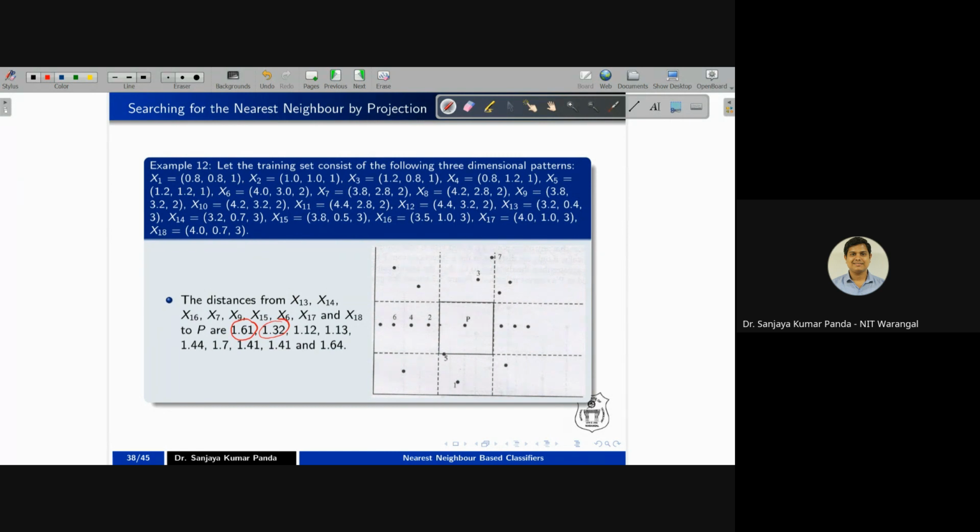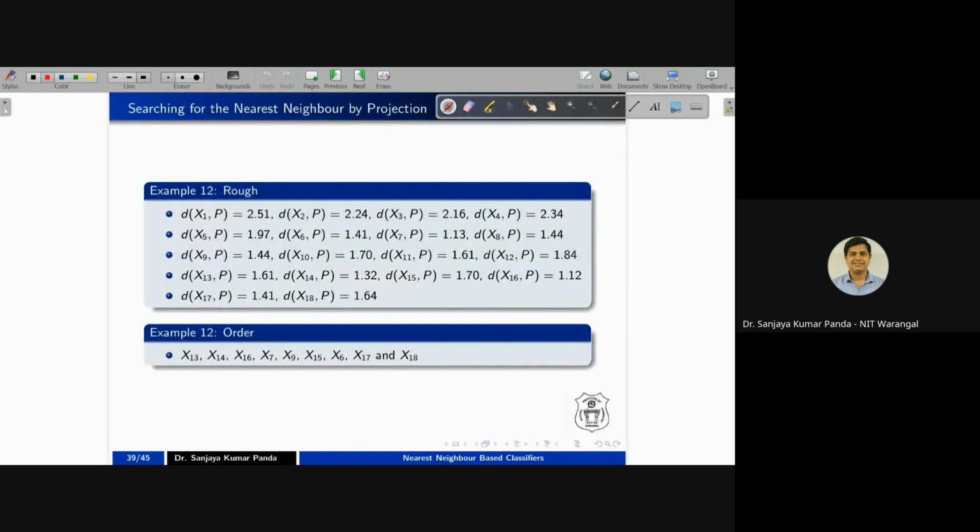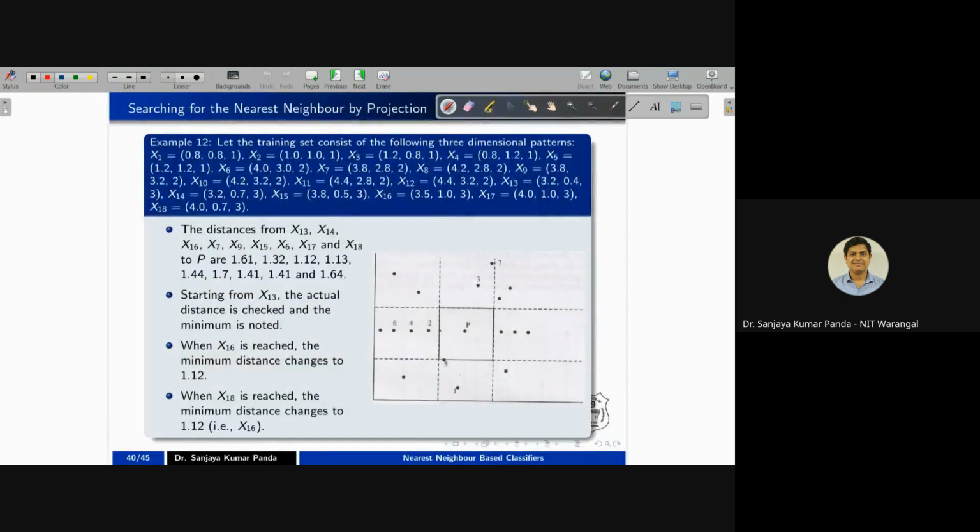So once you do this particular sequencing, this is the calculation. If you want, you can go for it. So I'll start with the first point, that is x13. Starting from x13, the actual distance is checked and the minimum is noted. In the x13 case, the distance is 1.61, right? So I'm noting that the minimum distance I found is 1.61. When I go for x14, the distance is 1.32. So 1.32 is better than 1.61, so I am selecting x14 now. But when I go for x16, the distance is again reduced to 1.12. So I am noting the minimum is 1.12.